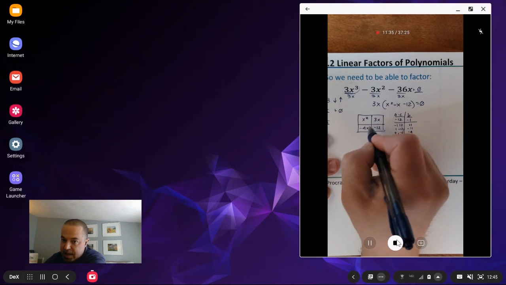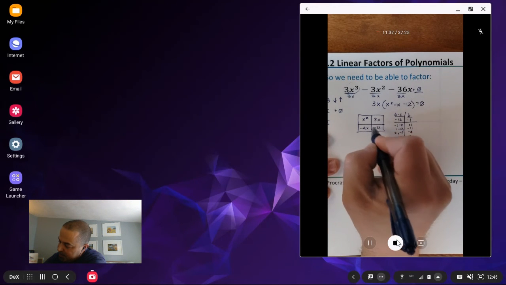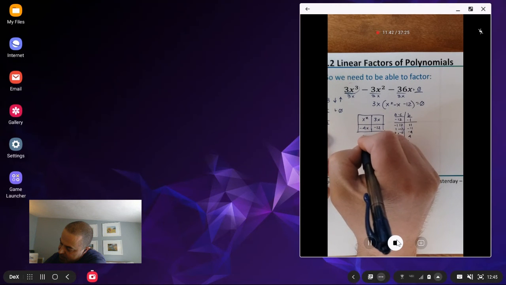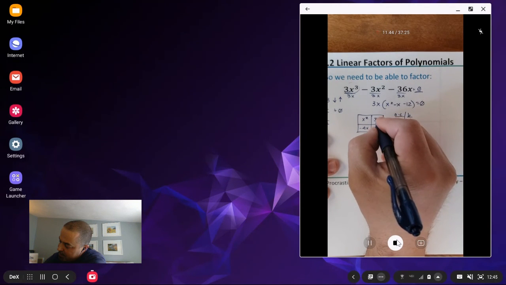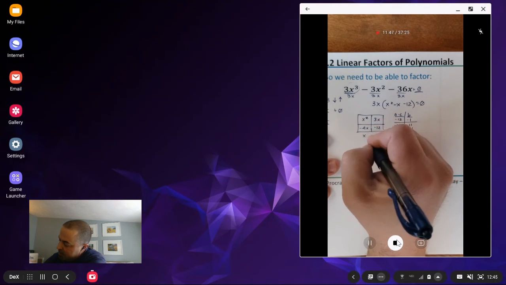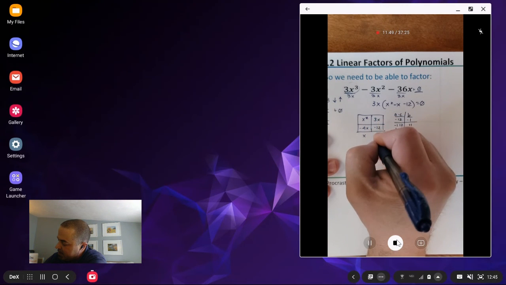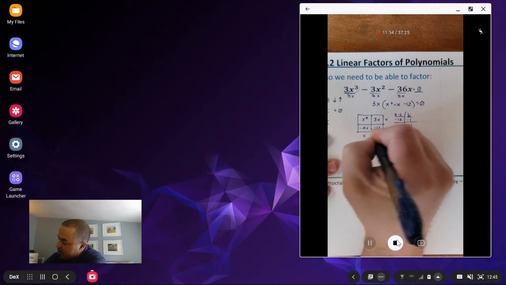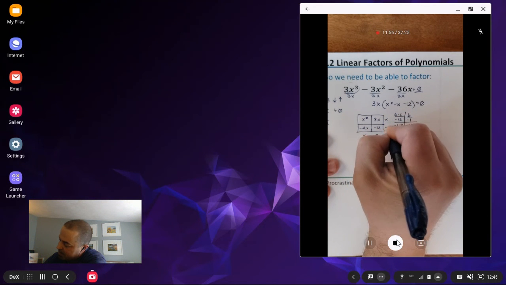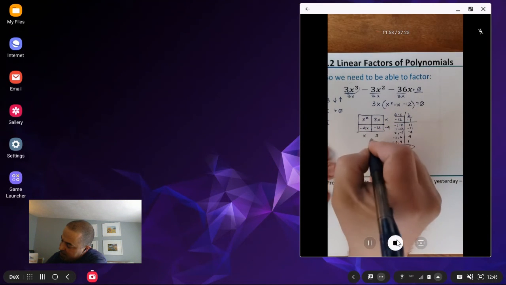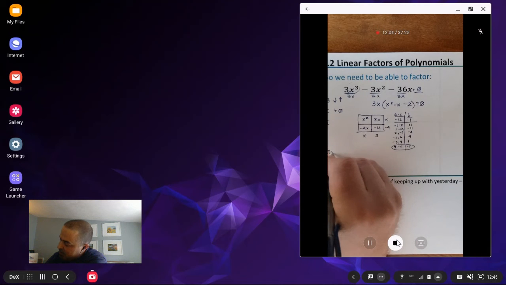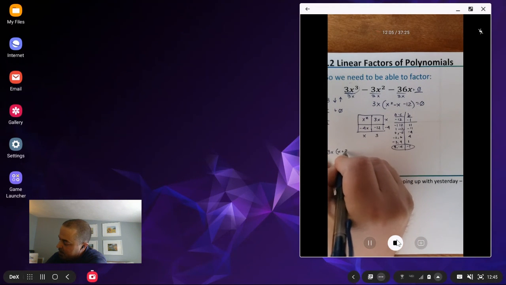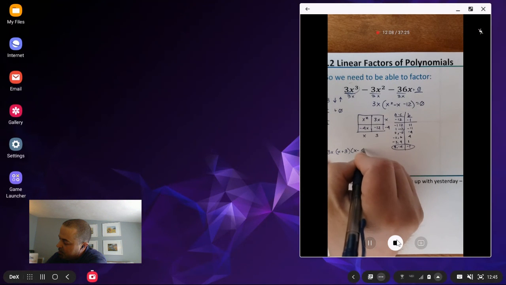Remember, these two don't matter. These two have to be first and last. Okay, greatest common factor of the first row is going to be x. Greatest common factor of the column, excuse me, I'm doing it in columns this way. Greatest common factor here is a 3. Greatest common factor of this row is an x. Greatest common factor of this row here is going to be our negative 4. So that means that this is going to break down to 3x times x plus 3, x minus 4.